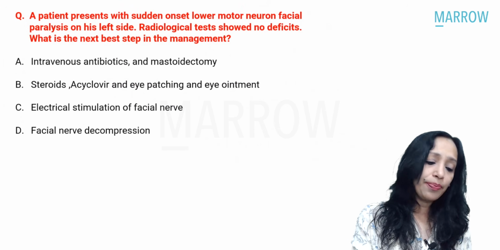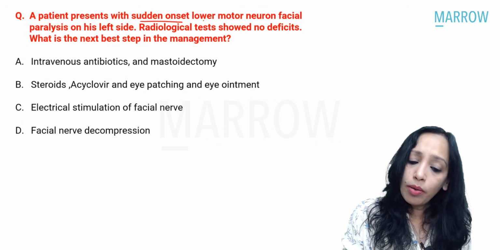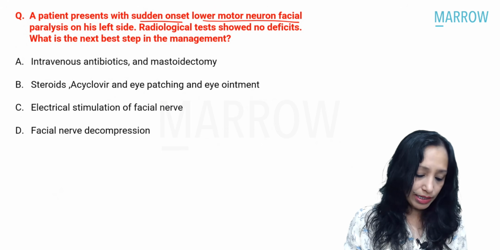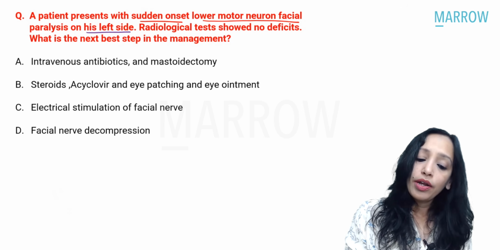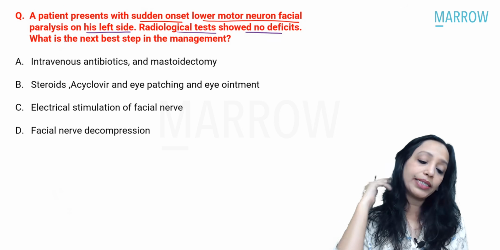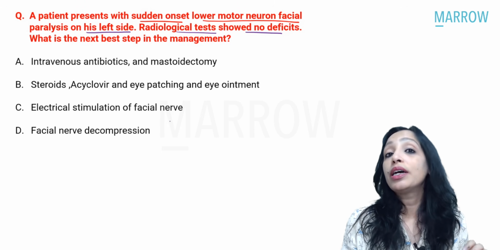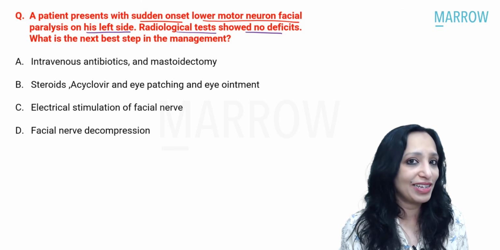So the next question: a patient presents with sudden onset lower motor neuron facial paralysis on his left side. Radiological test showed no deficits. What is the next best step in the management? So here we have a patient of left-sided facial nerve palsy.